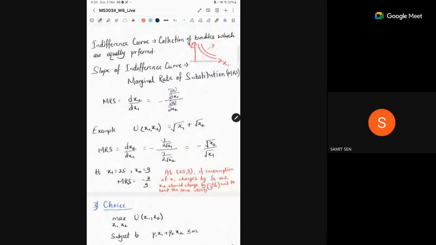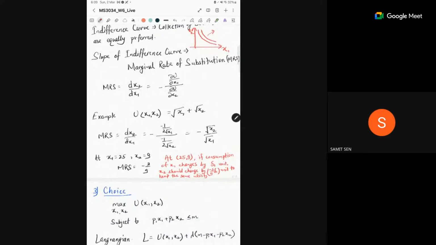Let's take an example. If some utility is represented by this square root function, square root x1 plus square root x2, then how can you derive the marginal rate of substitution at x1 and x2? For that, you need to derive the partial derivatives of this utility function and take the ratio, and from that you can get the marginal rate of substitution of x1 and x2.